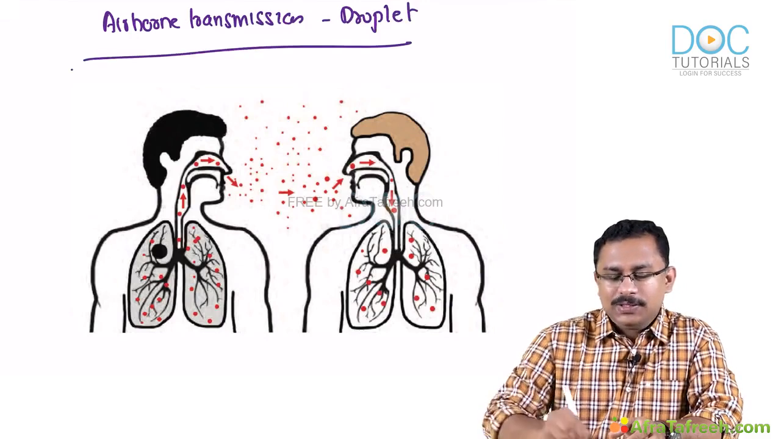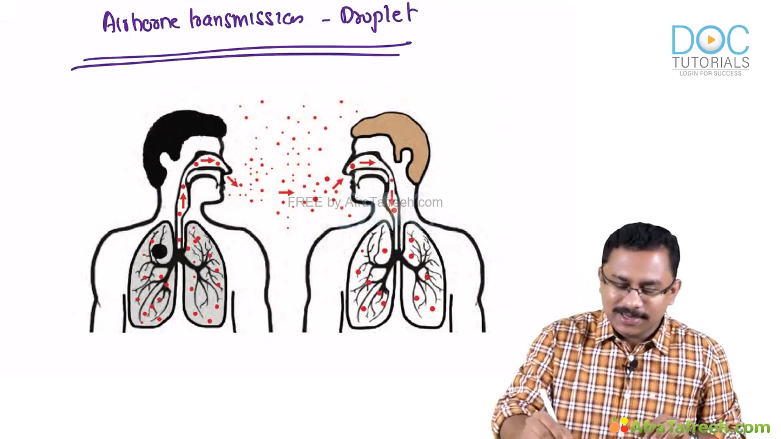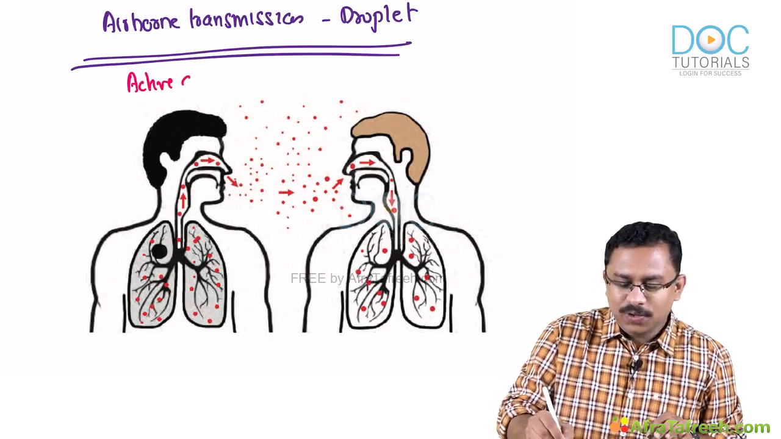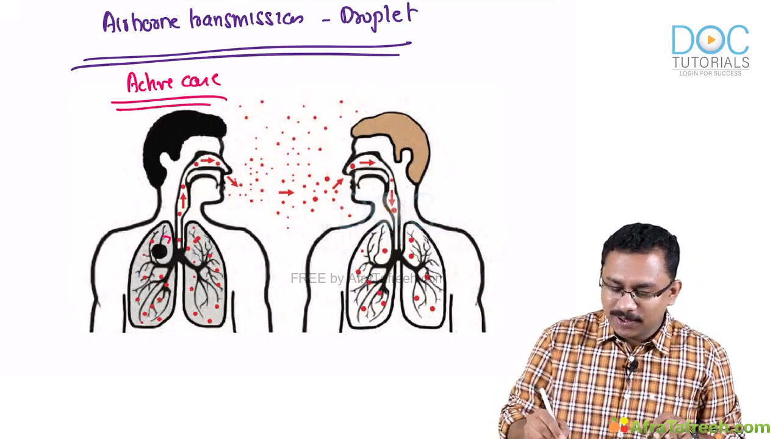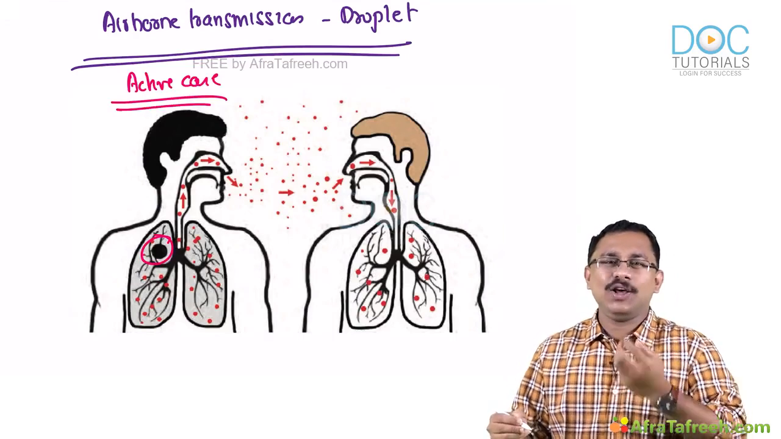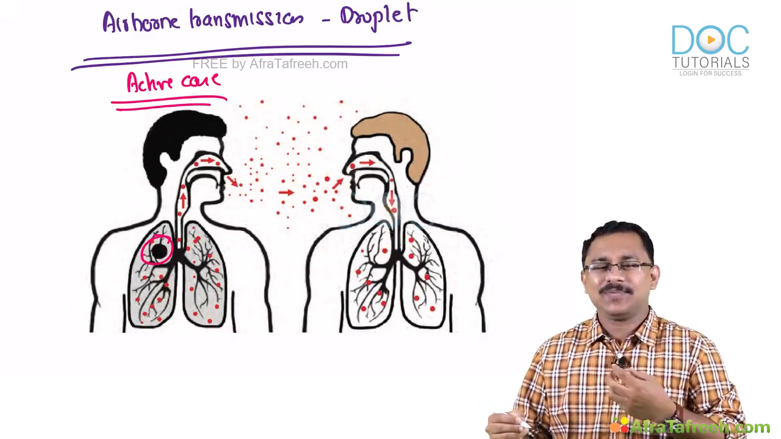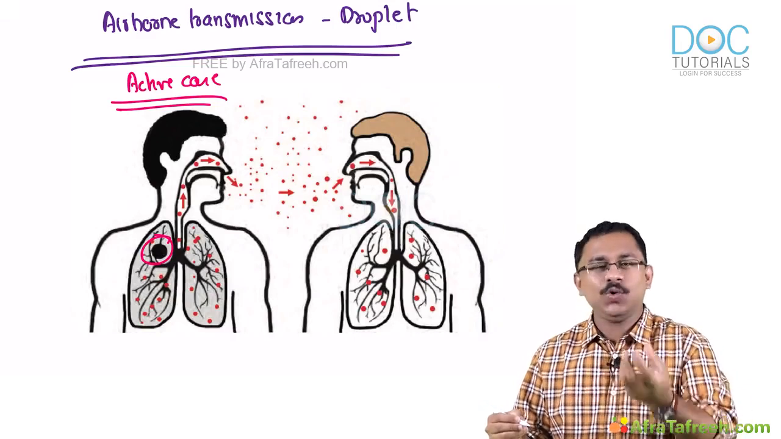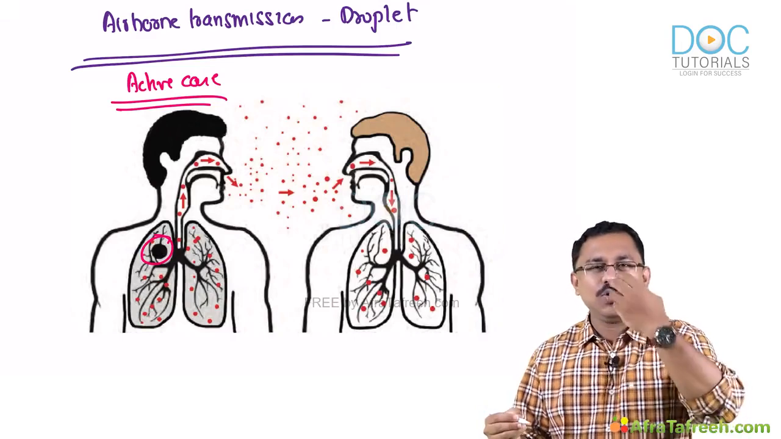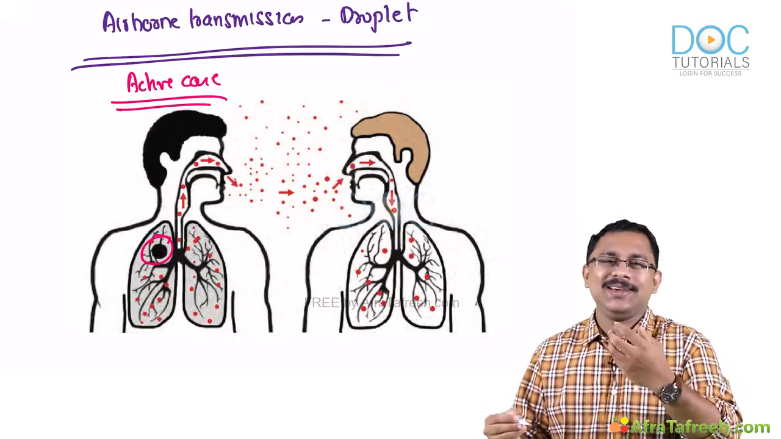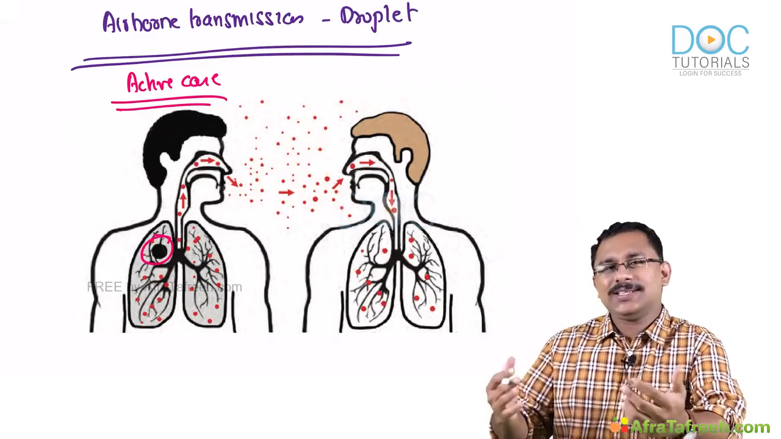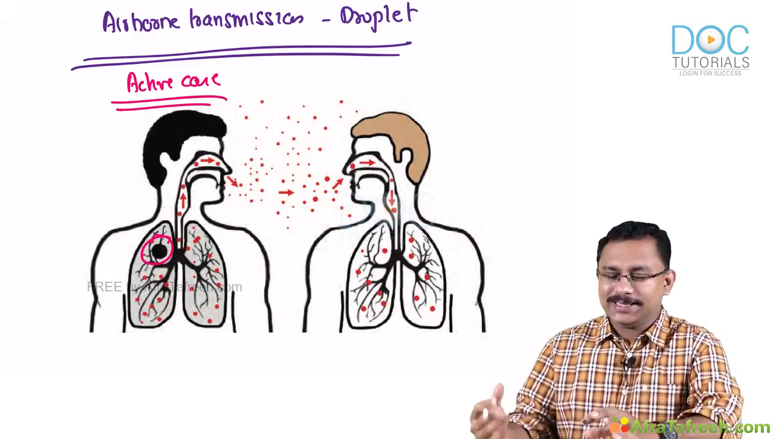So what happens is that you can see this is an individual who is an active case of tuberculosis. You can see he's already having some cavity. So all this mycobacterial load in his cavity comes out through the airways as droplets, and by these droplets it goes to the nasal cavity, and subsequently it is inhaled by this other individual. So that is how he is exposed to the tubercle bacillus.